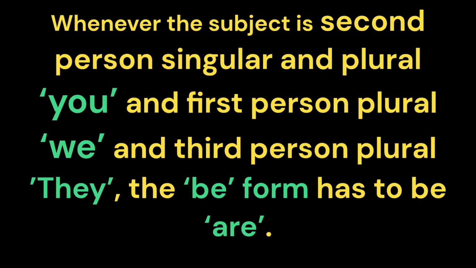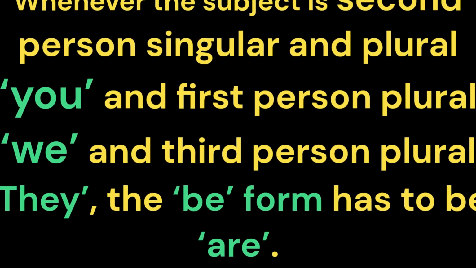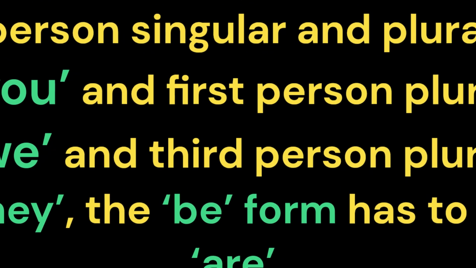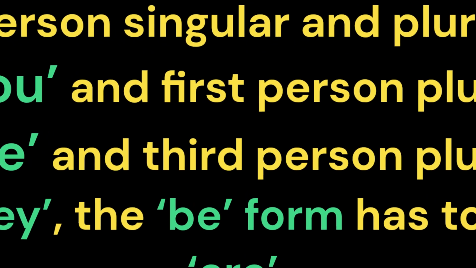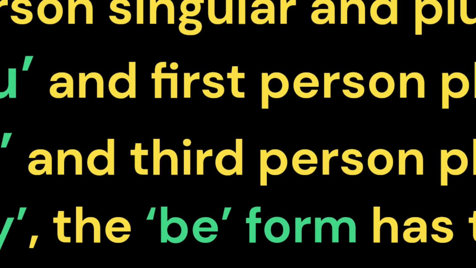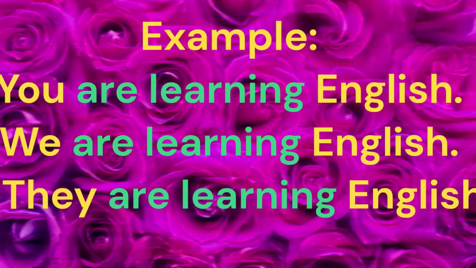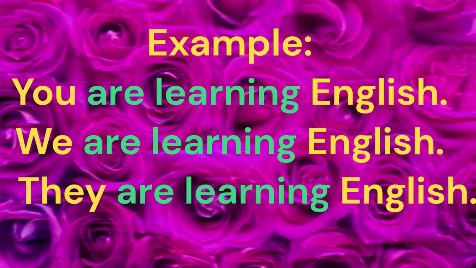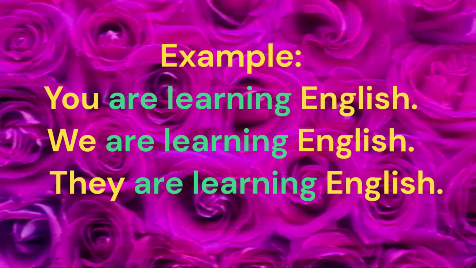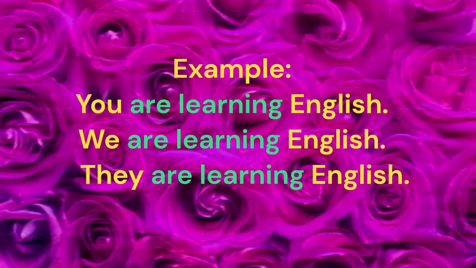Whenever the subject is second person singular and plural, that is you, and the first person plural, we, and the third person plural, they, the be form has to be are. Example, you are learning English. We are learning English. They are learning English.